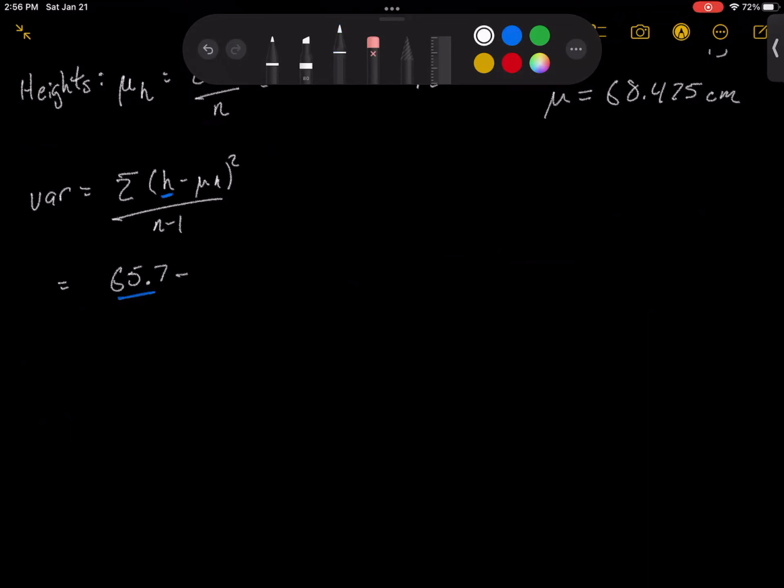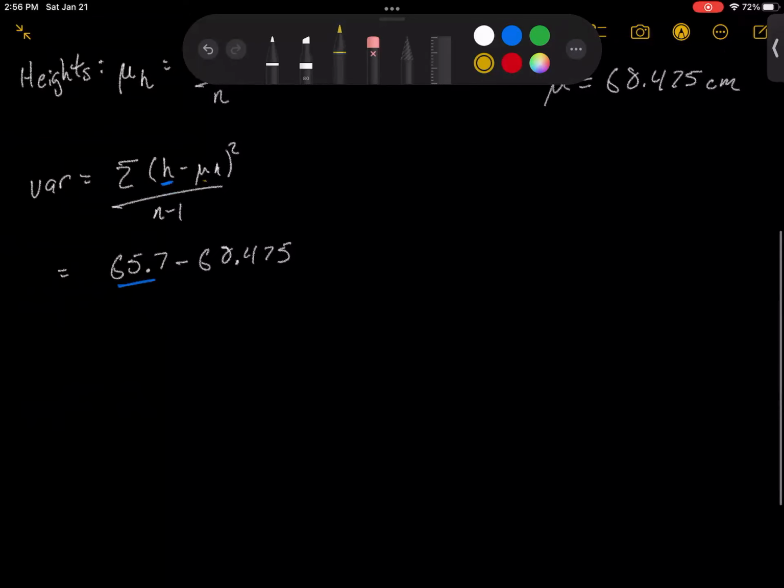And now I find that difference from that data value, that 65.7, from my average height, which we just found to be 68.475. We'll then take that and we'll square it. Oops, don't want to use blue again. Let's go to green. We'll square it. And now finally we add all of these up, right? Because that's what the sum tells me to do.